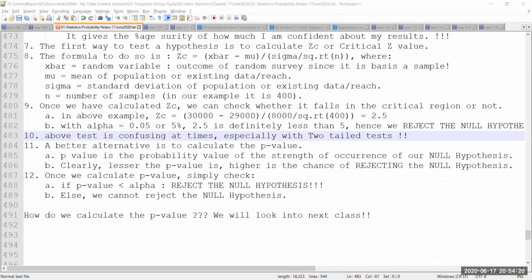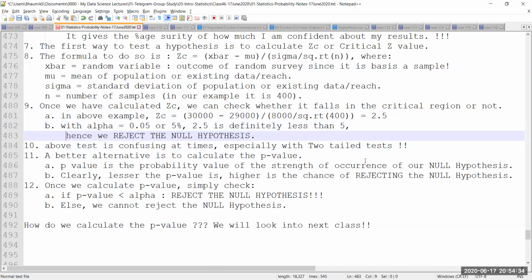So that's exactly what we have written over here, especially with two-tailed tests. The use of Zc and then the visualization becomes very, very difficult. So let's make our life simple. We will continue with alpha, and then we are going to convert this Zc value into a p-value. The p-value is nothing but the probability or the strength of occurrence of our null hypothesis. Clearly, the lesser the p-value, the higher the chance of rejecting the null hypothesis. That's the ideology. The p-value is basically the probability of the null hypothesis being true.